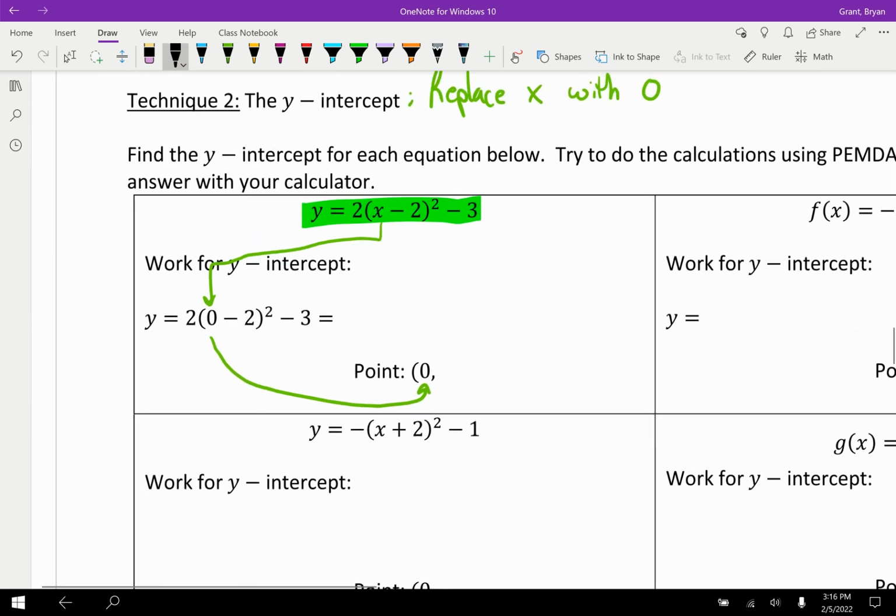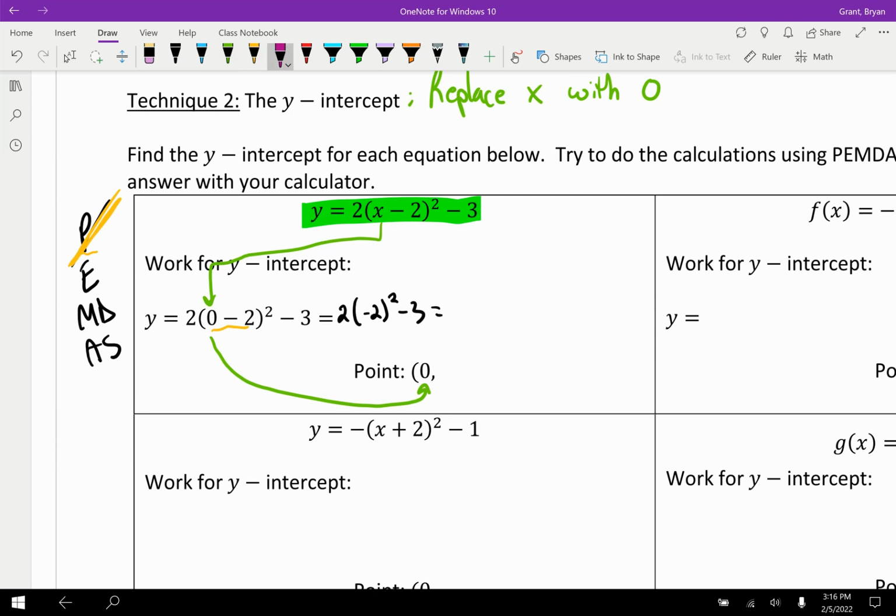Then, as we mentioned last class, we follow PEMDAS. And this can go pretty quickly when you get good at it. So for PEMDAS, we do what's inside the parentheses first. And so that gives us 0 minus 2. That's negative 2. So P is done. Then we're into the exponent part.